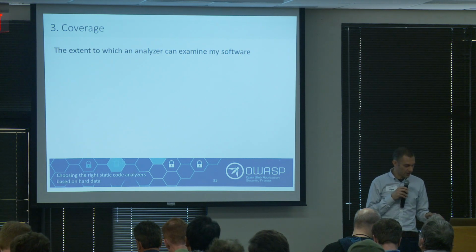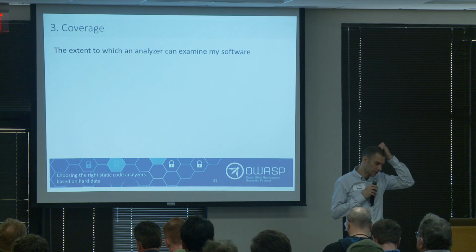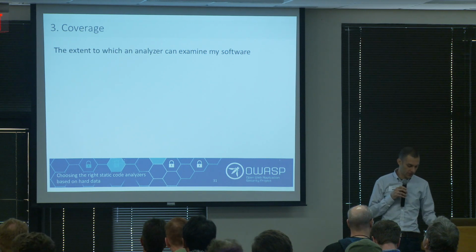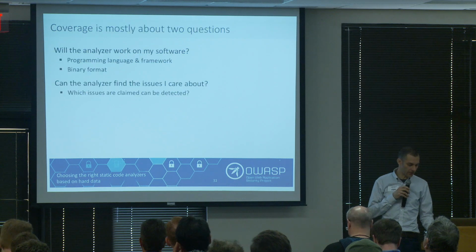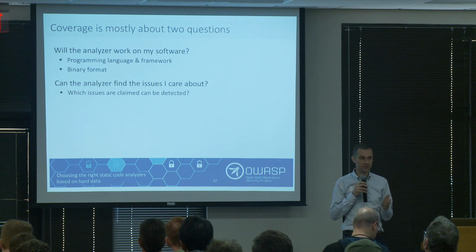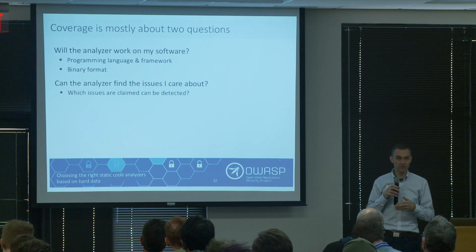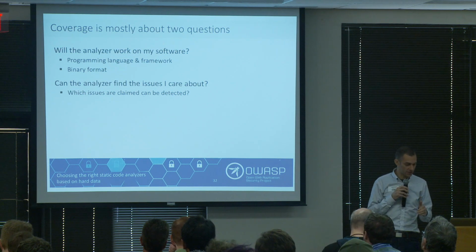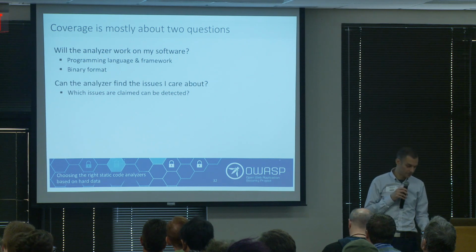So now getting into some of the more technical measures of an analyzer's performance. These next two categories are coverage and results quality. Coverage is really important, and it's the extent to which an analyzer can actually look for things in your software. And that's really about two questions. First of all, will it work on the software that I have, right? So if I have C, a Java analyzer is not going to be so good for you. And if I have source code or binaries, right, it's got to accept those inputs. And then the second one is much more thorny, right? It's about, can the analyzer find the issues that matter to you?